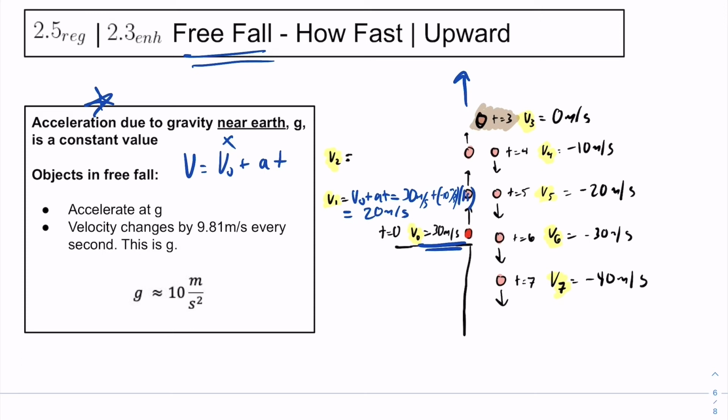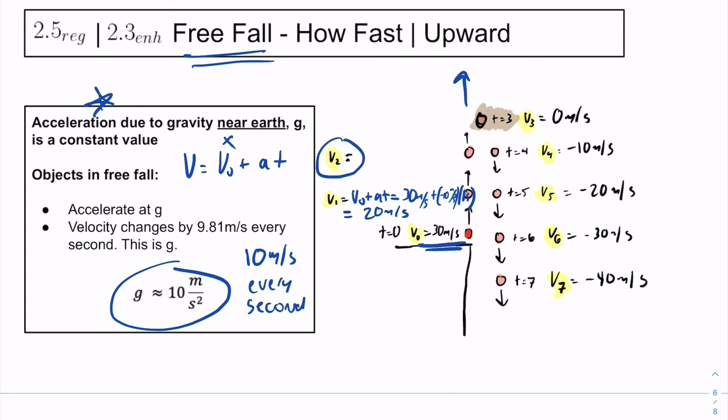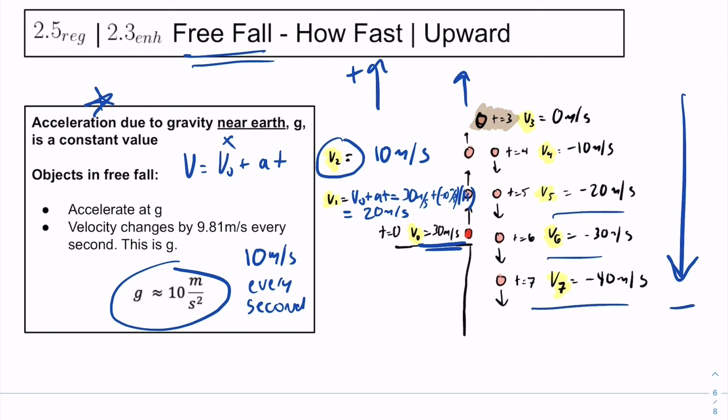Every second when an object is under the influence of gravity, we get a constant change of about 10 meters per second every second. Okay, so velocity at t equals 2, we'd have 10 meters per second. One last thing to note, we're going to define upwards as a positive direction in physics, downwards as negative. So over here, we have negative velocities. Over here, we have positives.